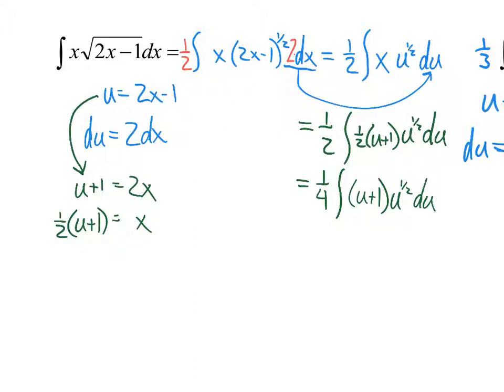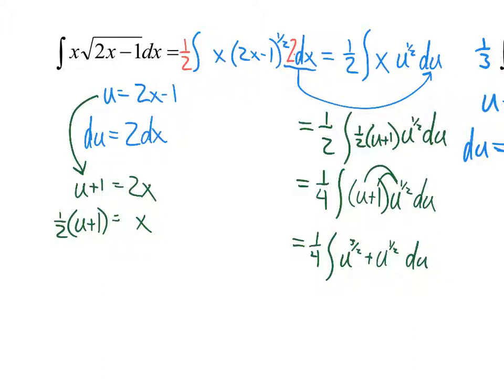What would we have to do? Oh, like another u substitution? Or you could just multiply it out. Wait, what? That's the way to go. We see something here, u plus 1 times u to the 1/2. Let's distribute that u to the 1/2. So that's going to be 1/4 integral of u to the 3/2 plus u to the 1/2 du. I'm just distributing this in.